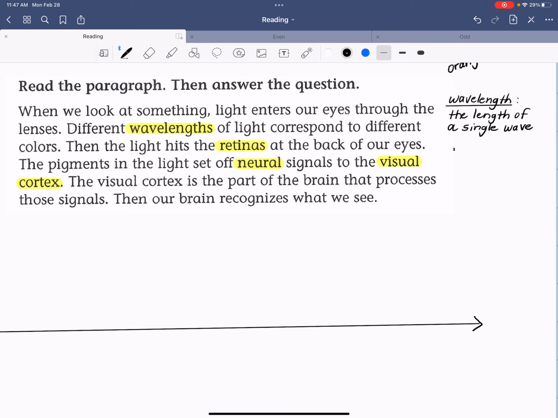Retina. Now, if you need to look this up in a dictionary, go ahead and do that. But it tells us the light hits the retinas at the back of our eyes. So we can use context clues and definitions here. The retina is the back of your eye on the inside.